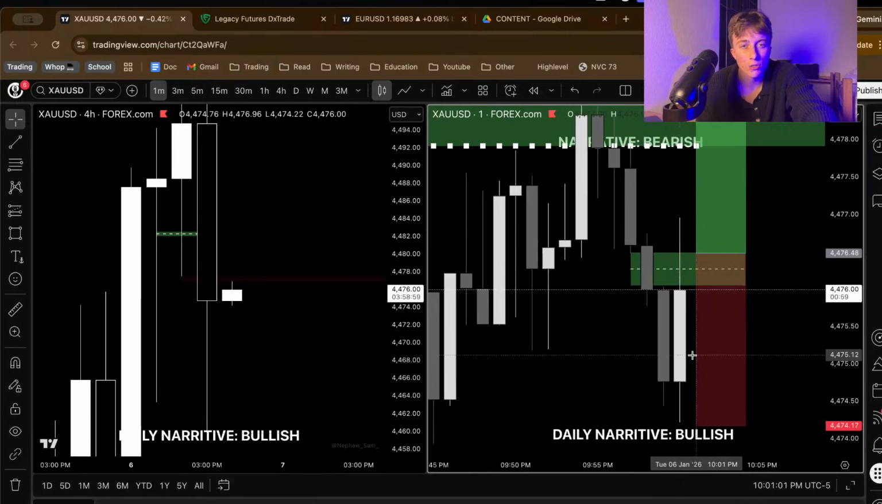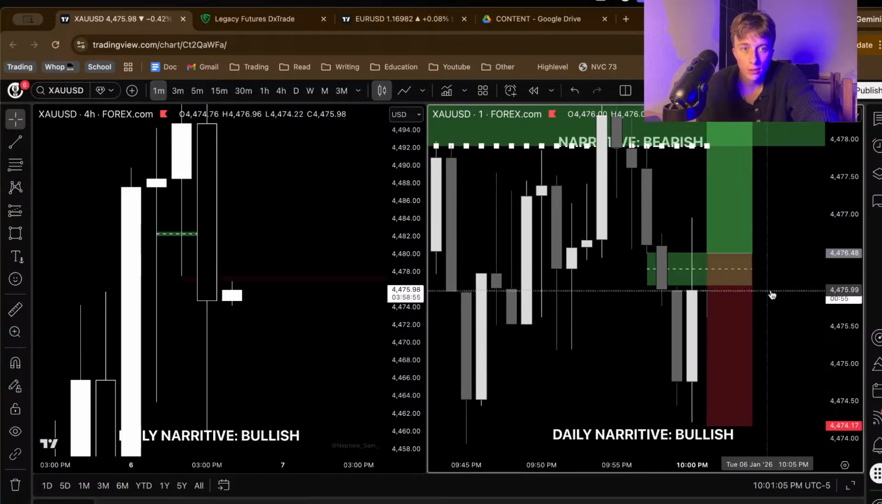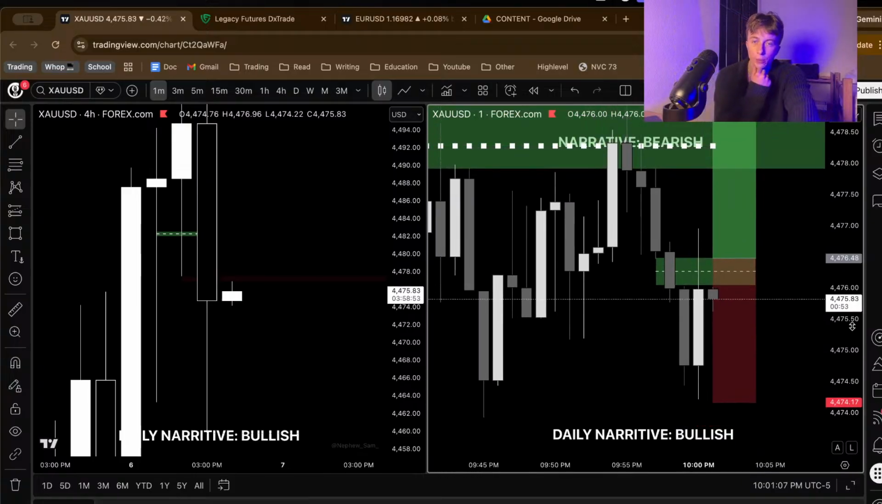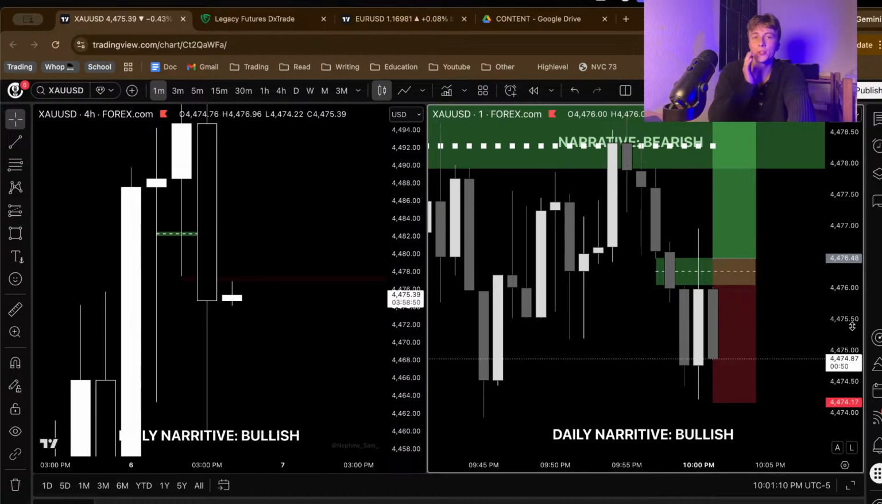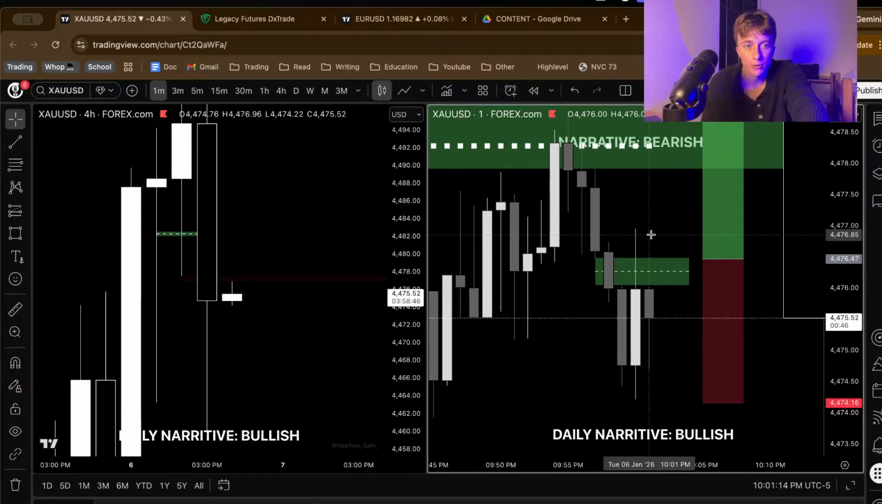I still want to see this close above. I think it's probably going to close above in the next candle, but let's be patient here. We got to wait another minute. This is just lower time frame structure. Like, you don't want to get in if it doesn't show you that lower time frame confirmation.